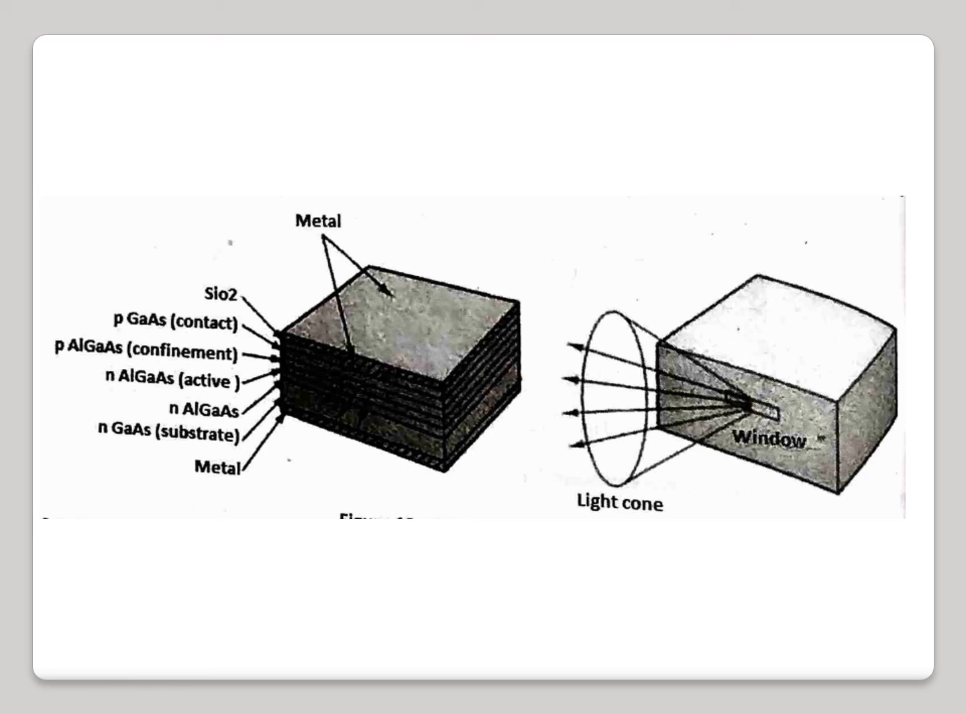Next type is edge emitting LED. In edge emitting LED, the rays are emitted from the edges, not from the surface. Here we are fabricating in such a way that the light is produced from a confined edge. So here we can see the light that will be produced will be more compared to the surface emitting. Here we can see there is a window at the edge for producing optical signal. So this is the light cone produced.